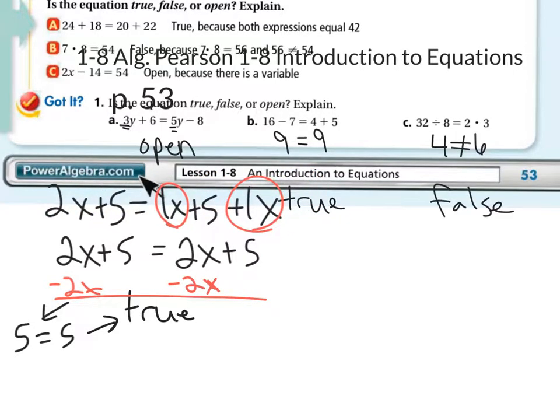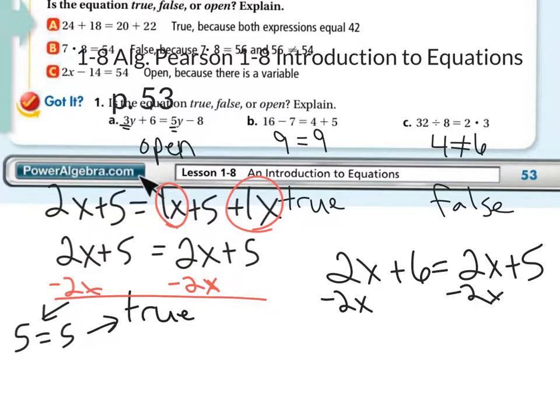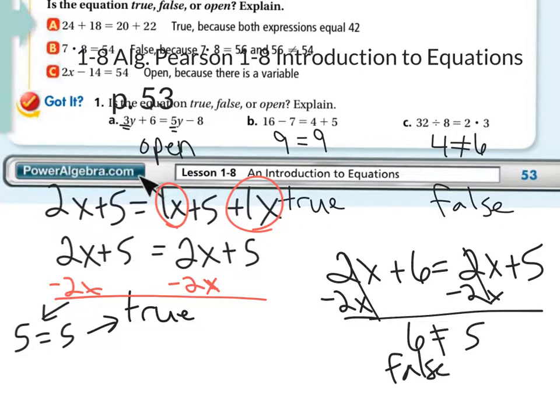And then a final example here, let's say we have 2x plus 6 equals, we'll just keep it simple, 2x plus 6 equals 2x plus 5. In this case, if we subtract 2x from both sides of our equation, we would get 6 equals 5. We know 6 is not equal to 5, so that actually is a false equation. And what that means is there's no value that we could put in place of the x that would make that equation work.